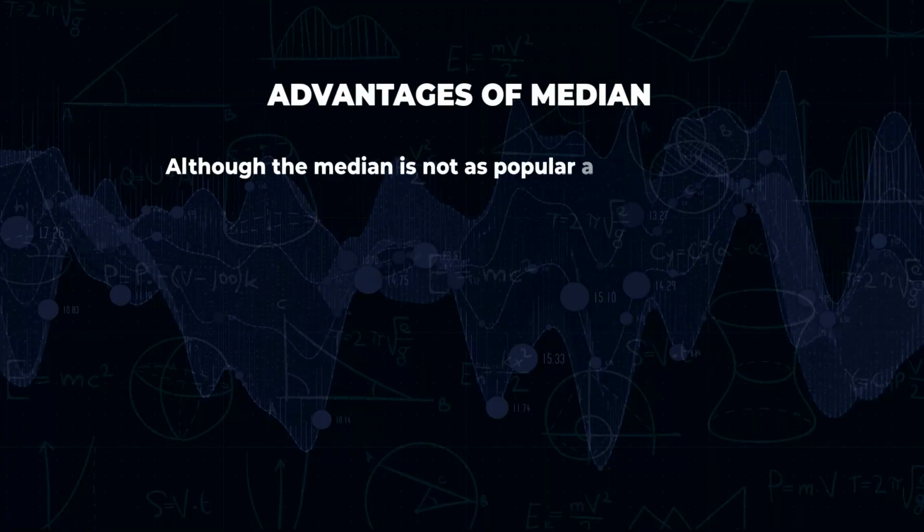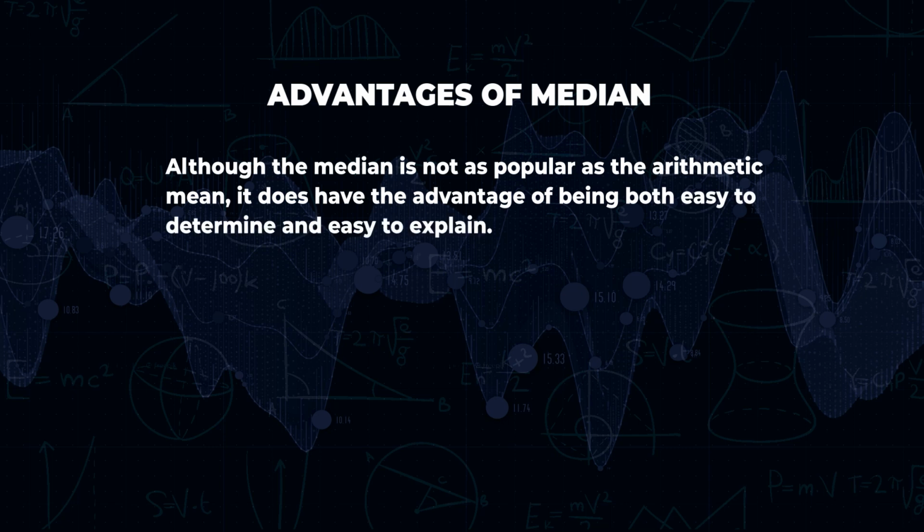The important mathematical property of the median is that the sum of the absolute deviations about the median is a minimum. There are some advantages of median. Although the median is not as popular as the arithmetic mean, it does have the advantage of being both easy to determine and easy to explain.